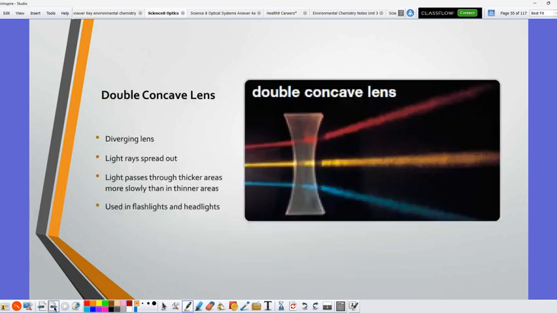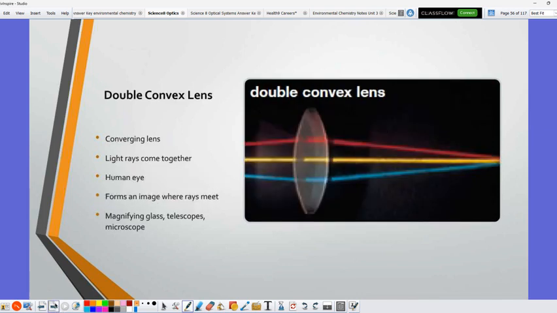And so here is a double concave lens. We did this experiment. It's a diverging lens, and the light rays spread out, and the light passes through thicker areas more slowly than the thinner areas, and therefore they are bent apart. And it's used in flashlights, headlights. Here is a double convex lens, and in this case, the light rays come together and converge. You can see that there.